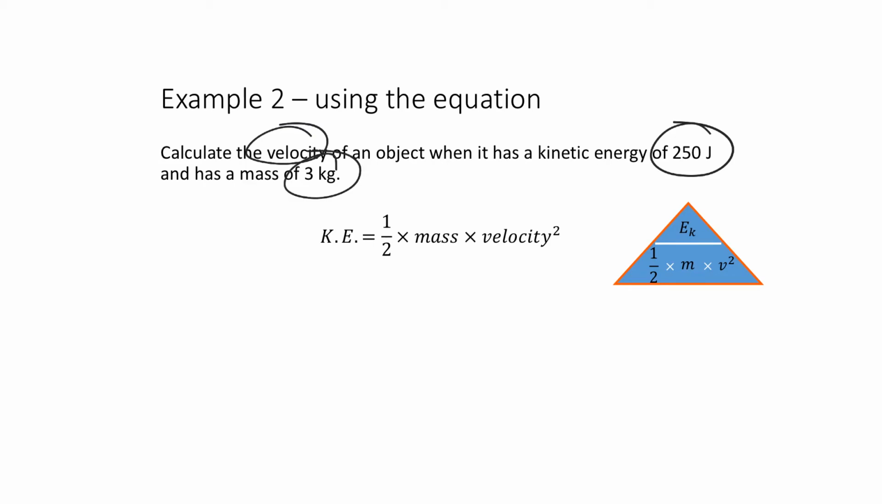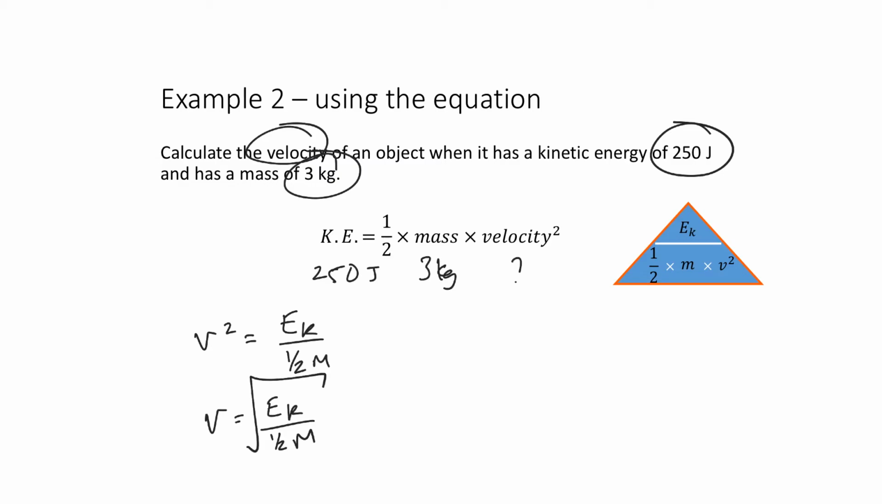Because we've written the equation, we can then write the numbers directly underneath. So we know that the mass is 3 kilograms, we know the energy is 250 joules, and we're trying to find the velocity. So we're going to need to rearrange the equation. So based on what we looked at earlier, we know that the velocity squared equals EK over a half m. So velocity, if we square root both sides, is EK over half m square rooted.